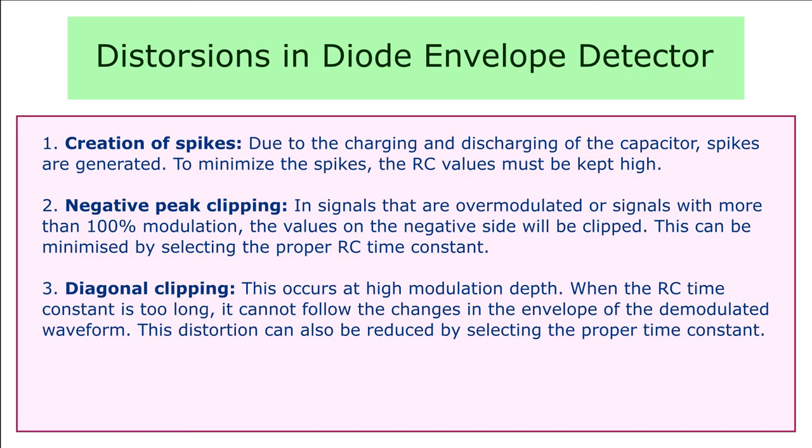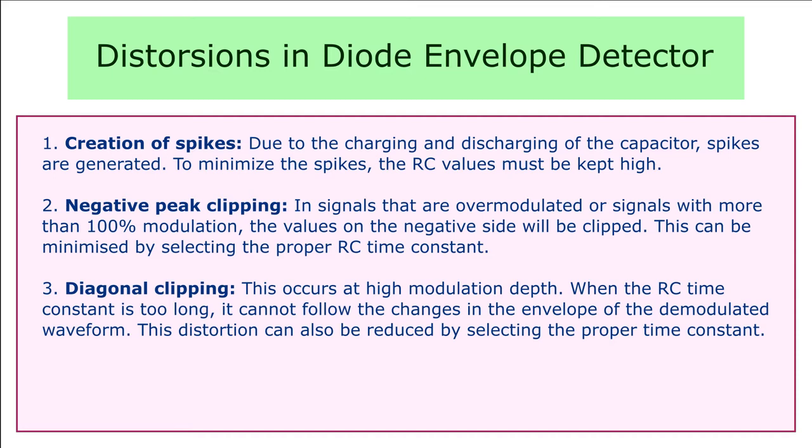Distortions in diode envelope detector. 1. Creation of spikes. Due to the charging and discharging of the capacitor, spikes are generated. To minimize the spikes, the RC values must be kept high. 2. Negative peak clipping. In signals that are overmodulated, or signals with more than 100% modulation, the values on the negative side will be clipped. This can be minimized by selecting the proper RC time constant.